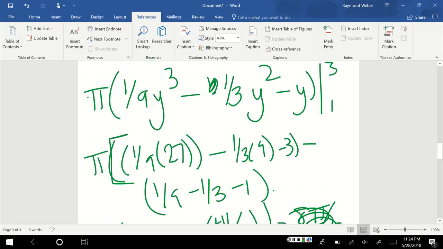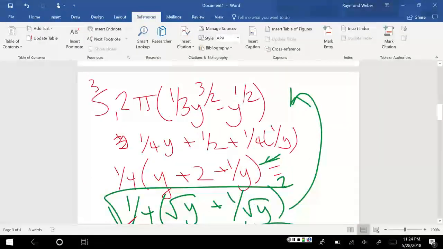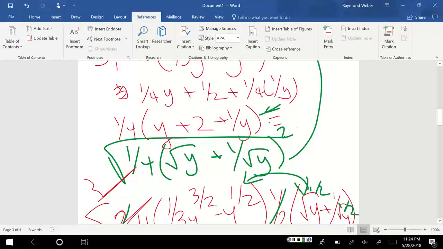So that seems like a lot of algebra to get here. As a note, I want you to pay attention to this trick right here that I did, because you are going to need this on one of the homework problems.